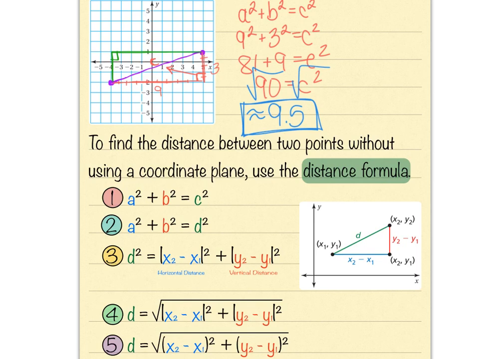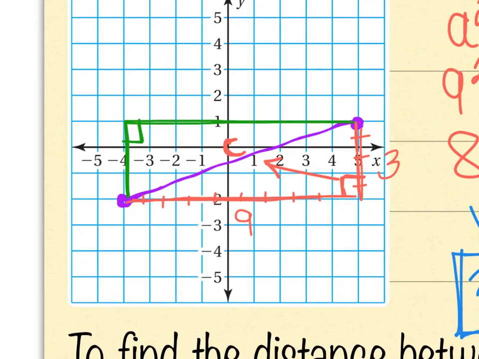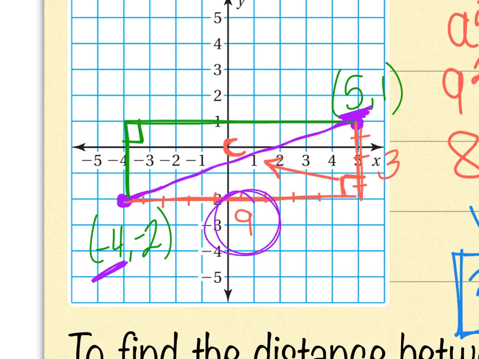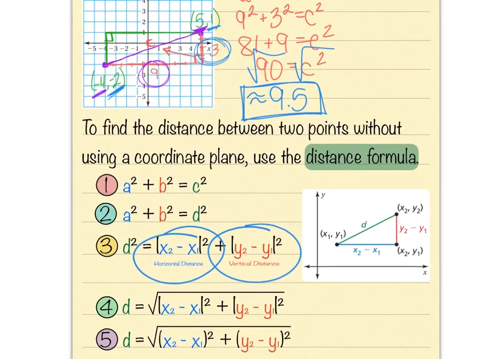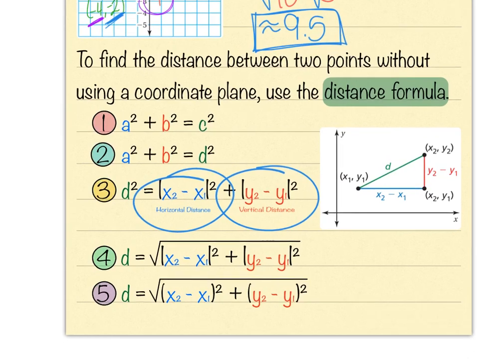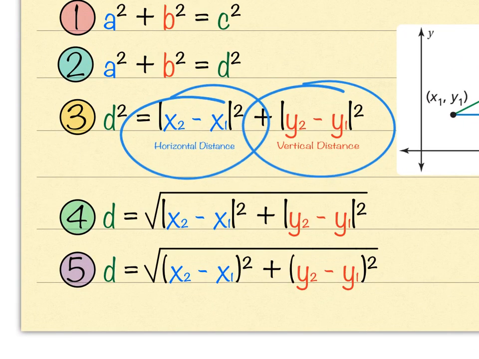Our horizontal distance was 9. Well, why was it 9? This point was -4, -2, and this point up here was 5, 1. If I subtract my two x values, 5 minus -4 is 9. And so that is our horizontal leg. And then for our vertical distance, we subtract the two y values. 1 minus -2 is 3. And so that's where this part here comes into play, right? We're actually just finding how long those legs are without having a coordinate plane to draw on. And so this is the distance formula. D equals the square root of x2 minus x1 squared plus y2 minus y1 squared.